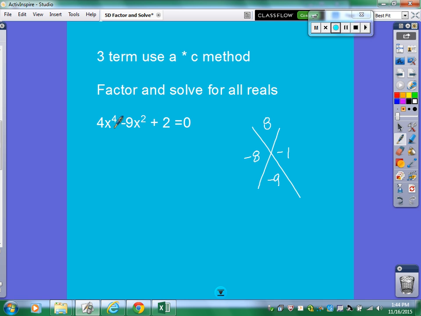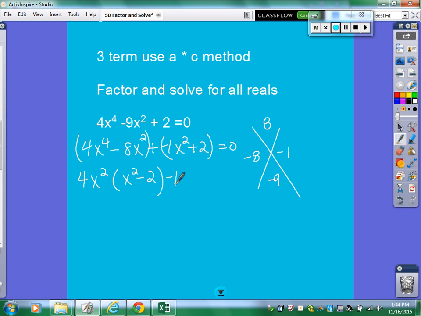Now notice this time, we're used to dealing with x squared and then x in the middle, but I'm going to treat this the exact same way, just my middle term is going to have an x squared in it. You're going to see it works out the same way. So 4x to the 4th, I'm going to rewrite that middle term as negative 8x squared, plus negative 1x squared, plus 2. We're going to group the first 2, group the second 2. I'm just doing my A times C method. The greatest common factor is 4x squared, leaving me with x squared minus 2. Here, I need to pull out a negative 1, leaving me with x squared minus 2. Let's put it back together. So my factors are 4x squared minus 1 and x squared minus 2 equal to 0.